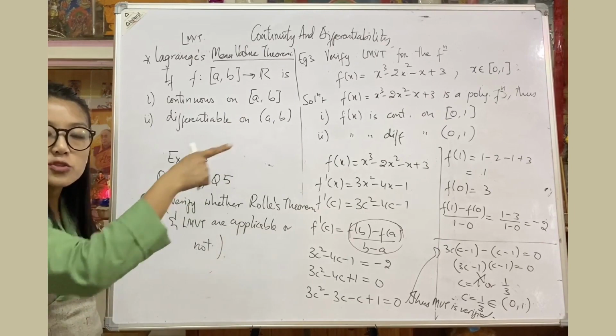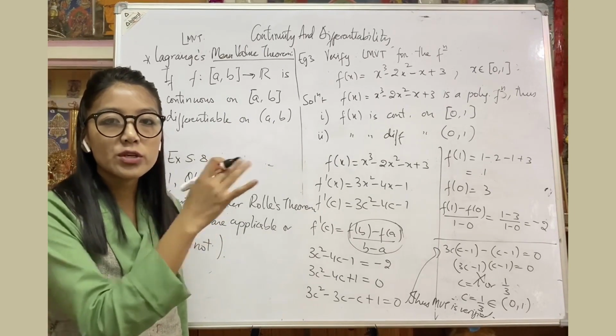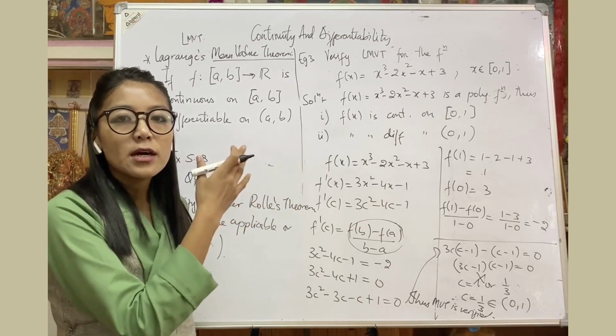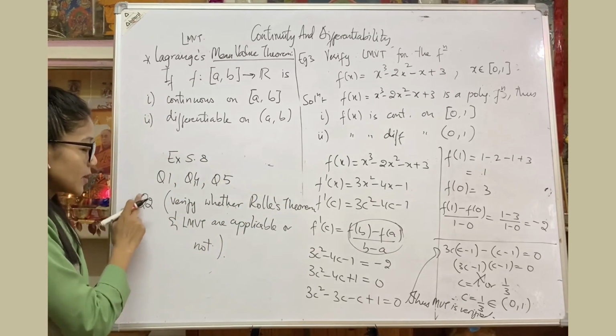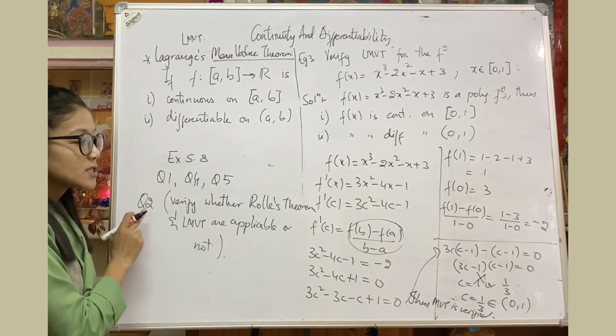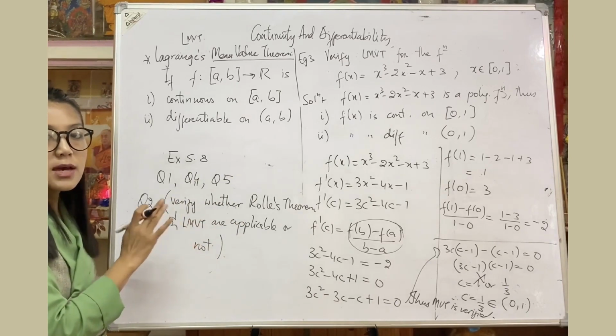in the same way as we did here. Is that clear? In the textbook you will see that the question is given in some other way, so you will just neglect that, and you will take the functions given in question number 2, and you will check the applicability of Rolle's theorem and mean value theorem for those functions.